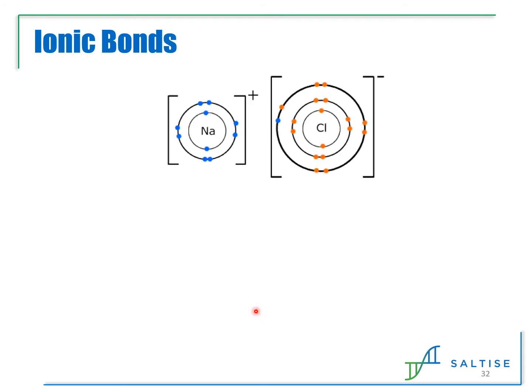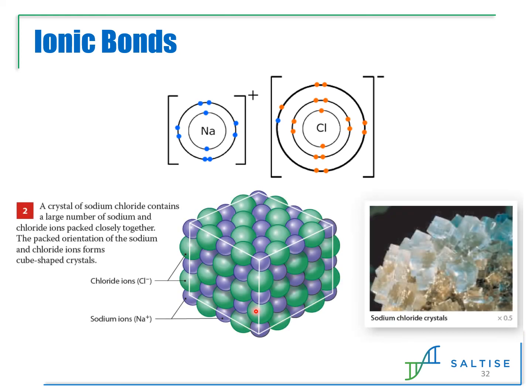Much like the example we just saw, an ionic bond can also be created by having sodium atoms transfer an electron to chlorine atoms. The result is a sodium chloride ionic compound, also known as table salt. When a large number of ions pack closely together, crystals can form of various sizes and shapes. For sodium chloride, when the ions come together, they create these really cool cube-shaped crystals.